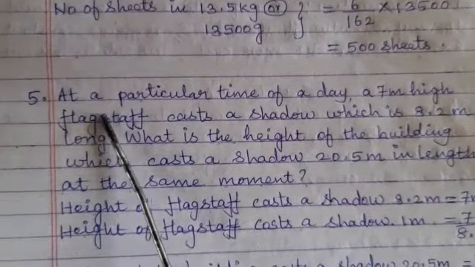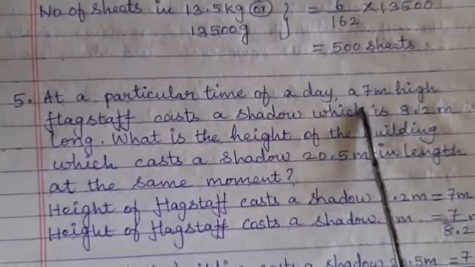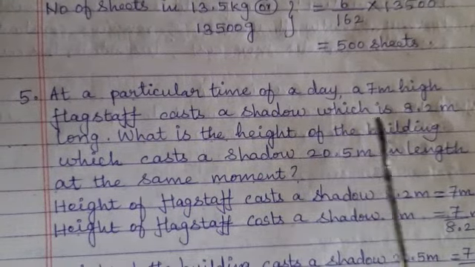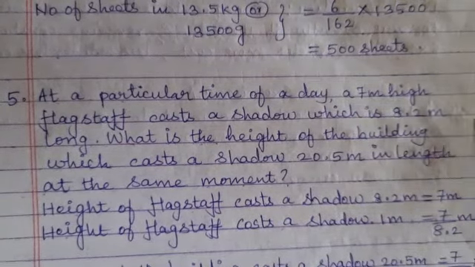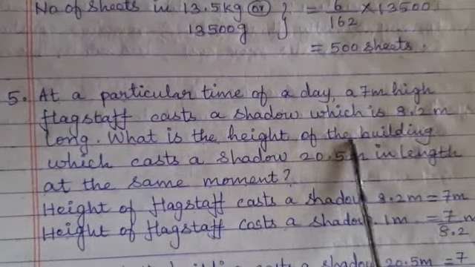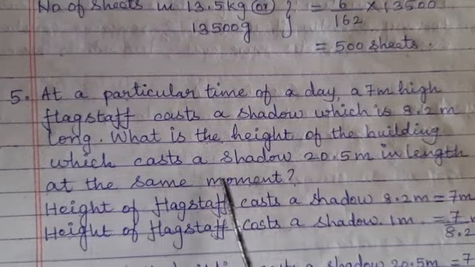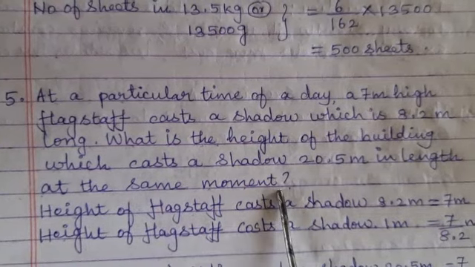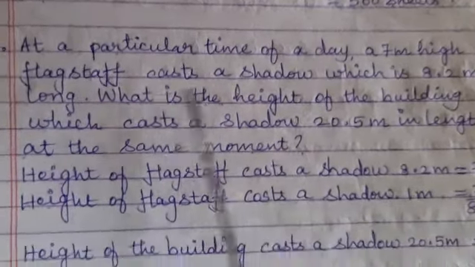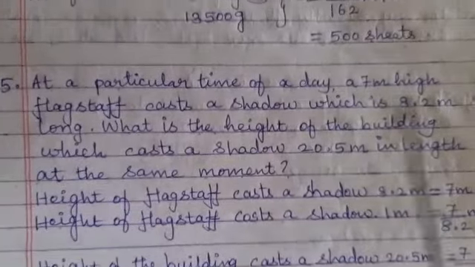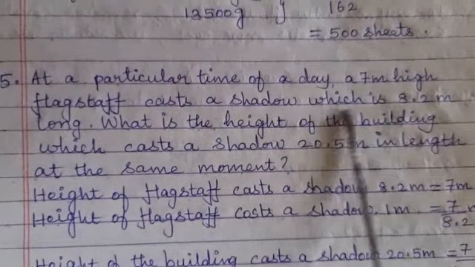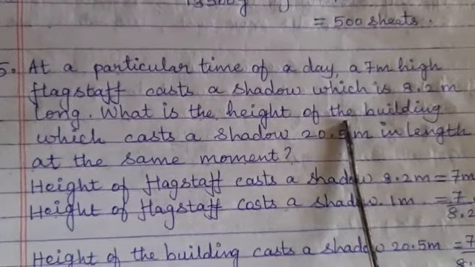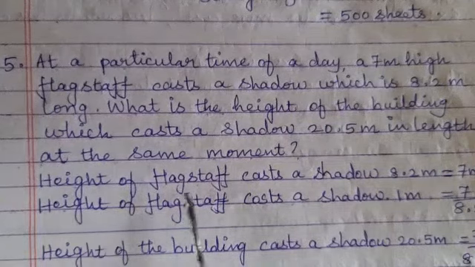Number 5. At a particular time of a day, a 7-meter high flagstaff casts a shadow which is 8.2 meter long. What is the height of the building which casts a shadow 20.5 meter in length at the same moment? Here what is given? The flagstaff's height and its shadow are given, and then the building's shadow is given. Now you have to find out the height of the building. So you will start the statement.